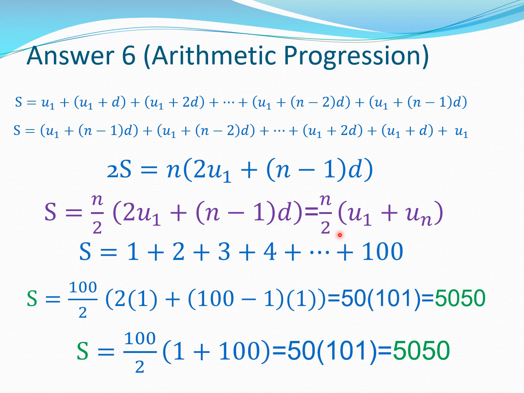Now you can also use the second formula here to get this answer. That would be n by 2, 1 plus the nth term, which in this case is 100, and that gives me the same answer. So this is something very important. Many a time when you are doing convergence studies or numerical convergence, the values may come out as either an arithmetic progression or a geometric progression.